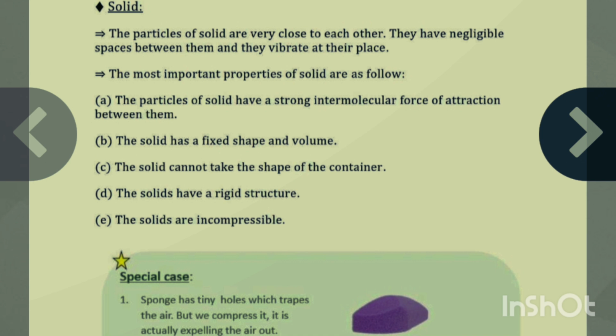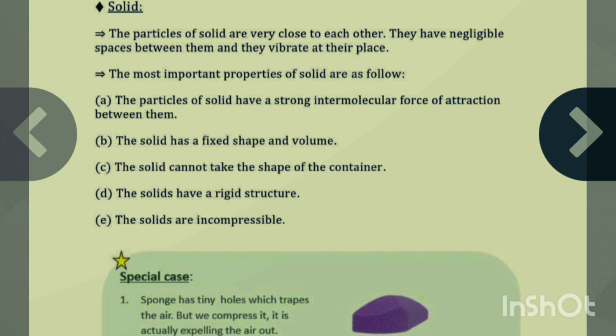Second, they have a fixed shape. You can see any building or any wood or anything which is very hard, they have a fixed shape. They cannot take the shape of the container. Like the box and duster in the class, the window, everything has a fixed shape, and also a fixed volume.